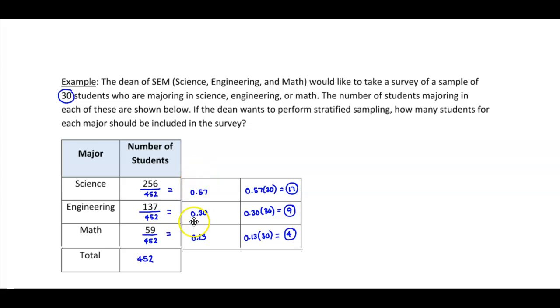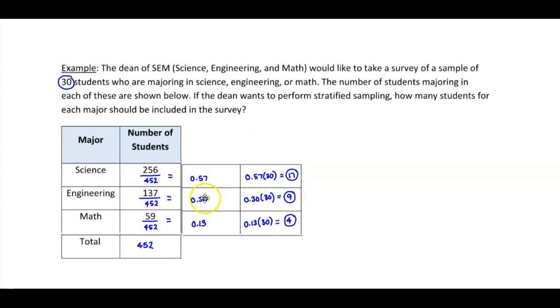So now that we have this particular number here, since we're surveying a sample of 30 students, we're going to take this number 0.57 and multiply it by the amount of 30 students. Well, 0.57 of 30 is equal to 17, which means 57% of 30 is going to give you 17 students that we're going to select from the science.